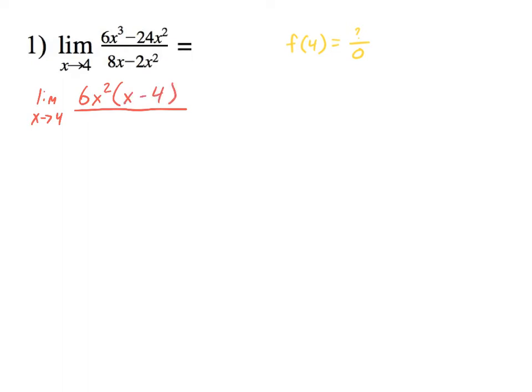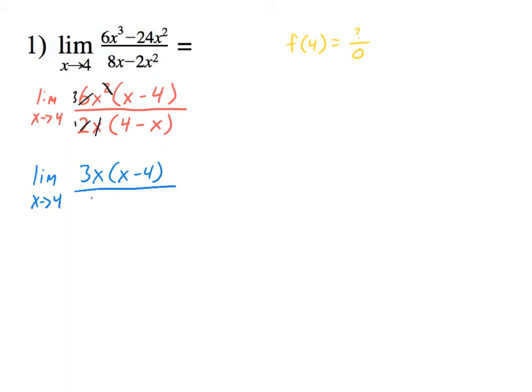Okay, so that's the top. And on the bottom, if I look at it carefully, I can pull out a 2 and an x. That would leave me a 4 minus x. All right, so when I look at that, I can see this will cross out with this, and these two reduce to 3 over 1. So what I now have is the limit as x approaches 4 of 3 times x times x minus 4 on top, and on bottom, we have a 1.